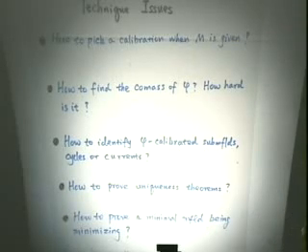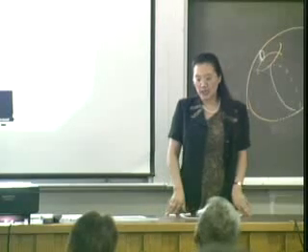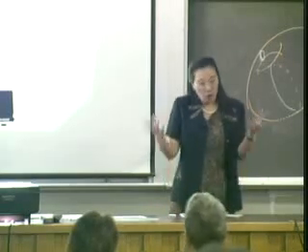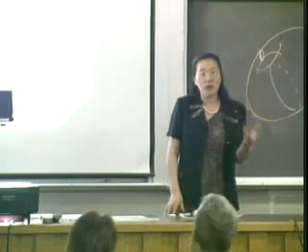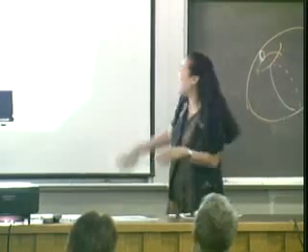First of all, the questions involved in calibrated geometry are: how to pick a calibration when M is given, or how to find the co-mass of phi, how hard is it? How to identify phi-calibrated submanifolds, cycles, or currents. How to prove the uniqueness aspect of results. For example, if you find all of these volume minimizing cycles, is that all? Or if you find one, is it unique? This kind of result.